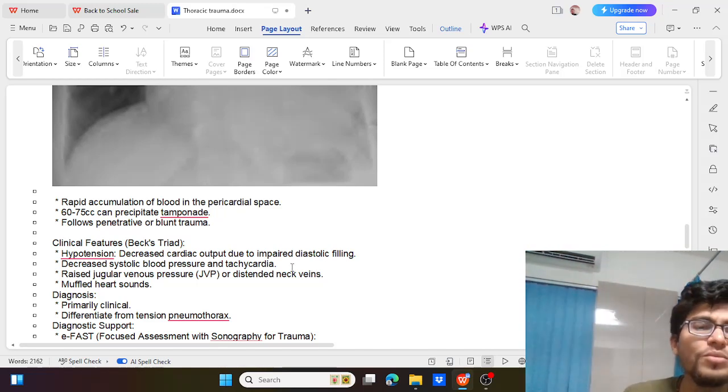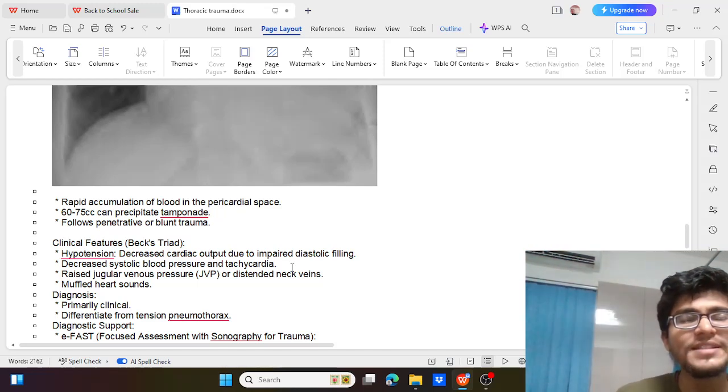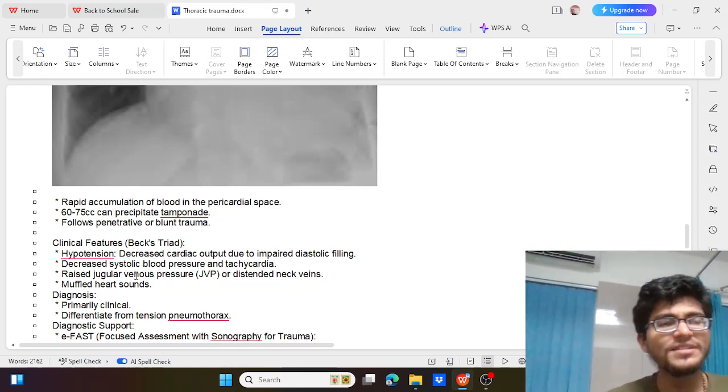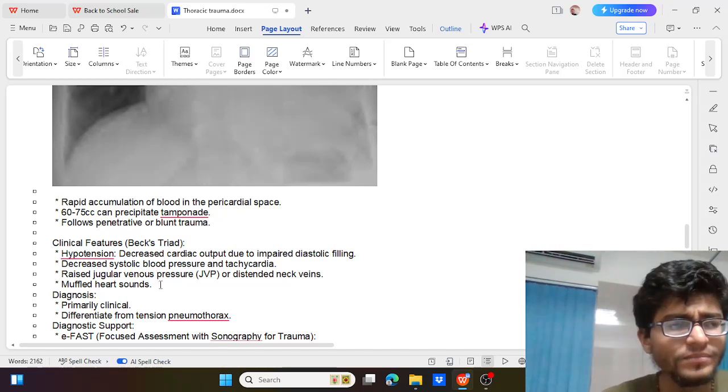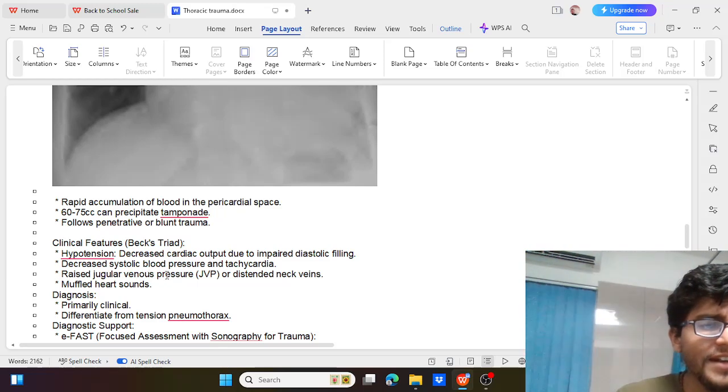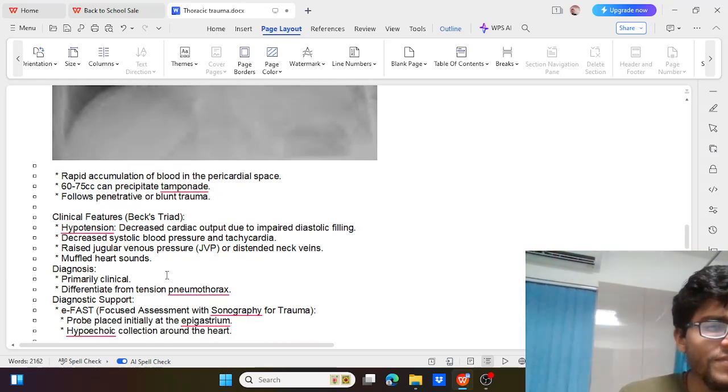To survive, to supply blood to all the vital organs, there will be tachycardia to maintain the cardiac output, because the end diastolic volume is low. There will be raised jugular venous pressure, JVP raised, distended neck veins, and muffled heart sounds. So these are the features: hypotension, tachycardia, and raised JVP. These are the common features, and muffled heart sounds on auscultation.